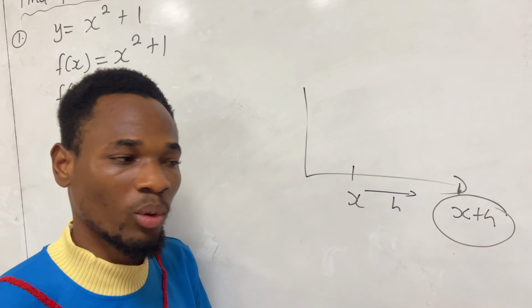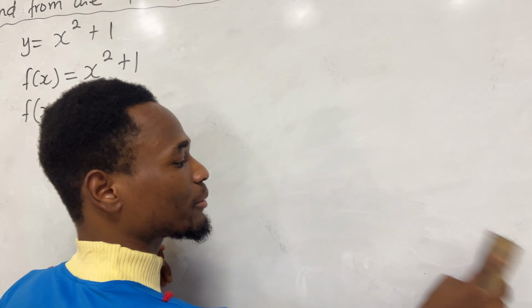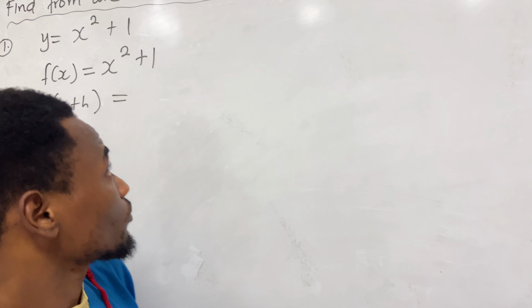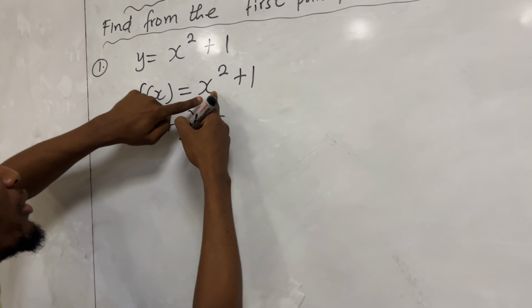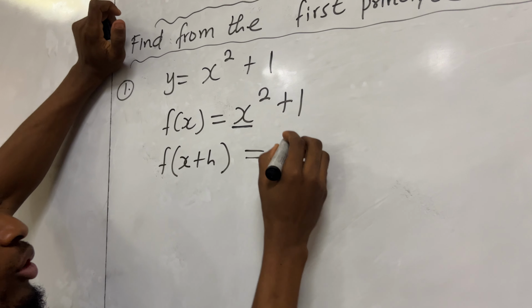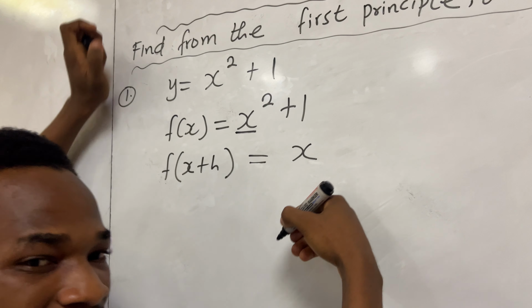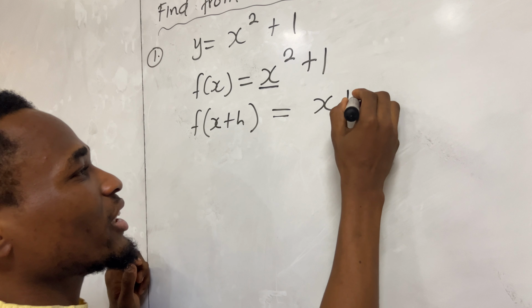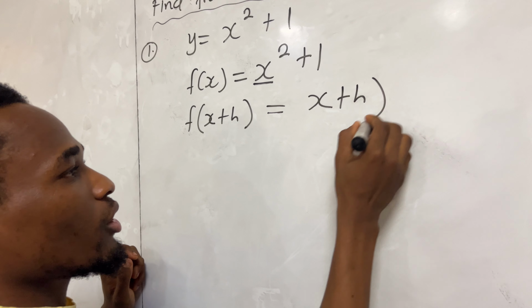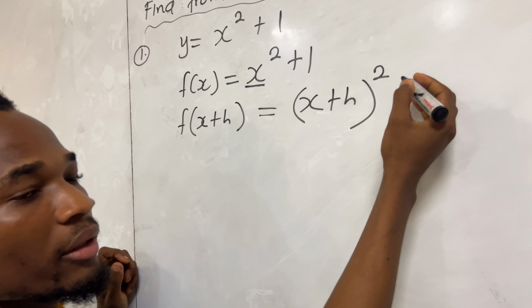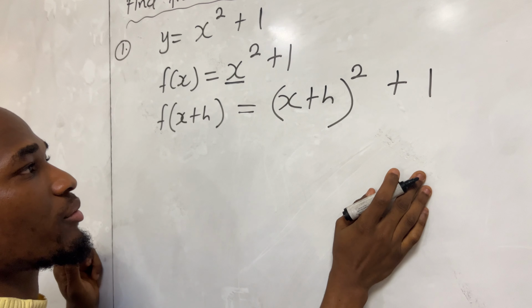As a result of that, wherever we see x, we will increase it by what? By h. So here is x, right? So I'll write my x, then I'll increase it by what? By h, because there is an increment. So x plus h, squared, plus 1.